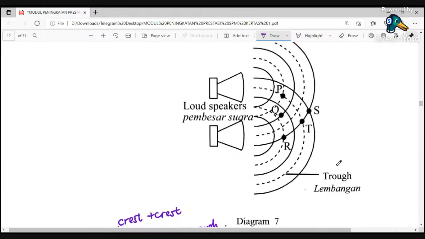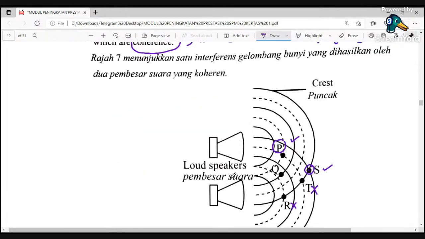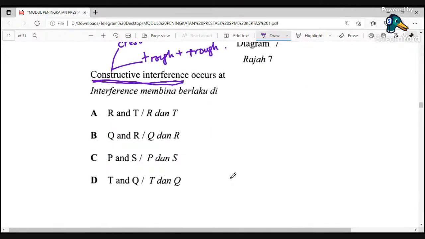Okay, tengok mana. Okay, so P ialah trough meets trough. So ini adalah constructive. S, ini adalah constructive. T, trough meets crest, bukan. Ini akan jadi destructive. R juga bukan, destructive. Okay, untuk Q dekat dengan destructive, so very low amplitude. Okay, mana jawapan dia ialah P and S. Jawapan ialah C.